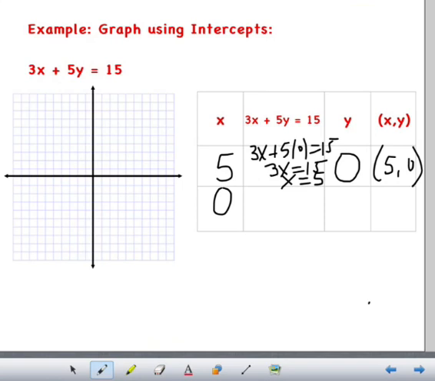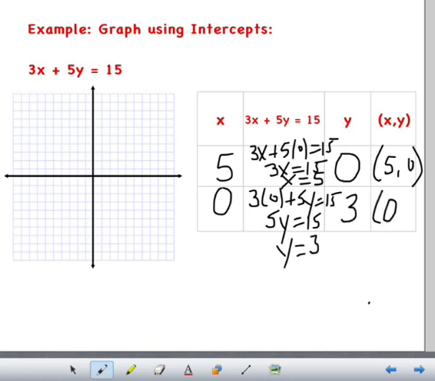Plugging in my x now as 0. So 3 times 0 plus 5y equals 15. So that's just 0 plus 5y, so that's just 5y equals 15. Divide both sides by 5. So y is equal to 3. Plugging in my point, 0, 3.